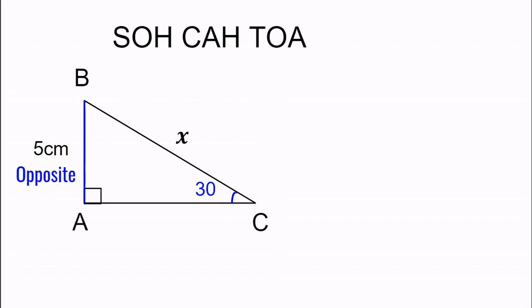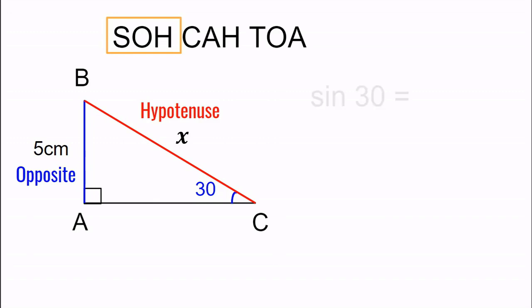And now we would look at the side length we're trying to find. So we're trying to find side length BC. Now is side length BC opposite to 30, adjacent to 30, or the hypotenuse? Well, in this case, side length BC is the hypotenuse. So now we know we're dealing with the opposite side length and the hypotenuse. And now we look at our SOHCAHTOA. Which of these three ratios, sine, cosine, or tangent, has the opposite side length and the hypotenuse? Well, the answer would be sine. It has opposite and hypotenuse. So we will be using sine to figure out x.